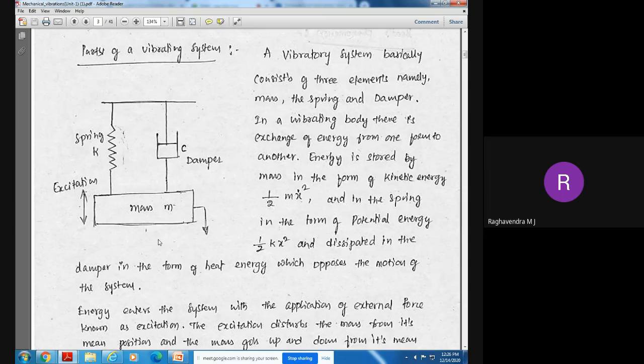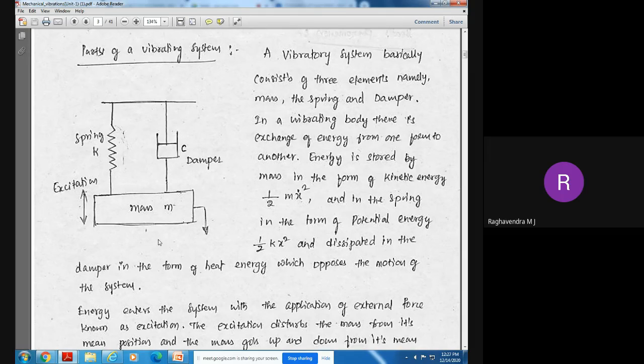X dot is the velocity, so half m x dot square is the kinetic energy stored in this mass. And in the spring, the energy stored is the potential energy half k x square. X is the displacement of the body, that is the mass, and energy is dissipated in the damper in the form of heat energy.